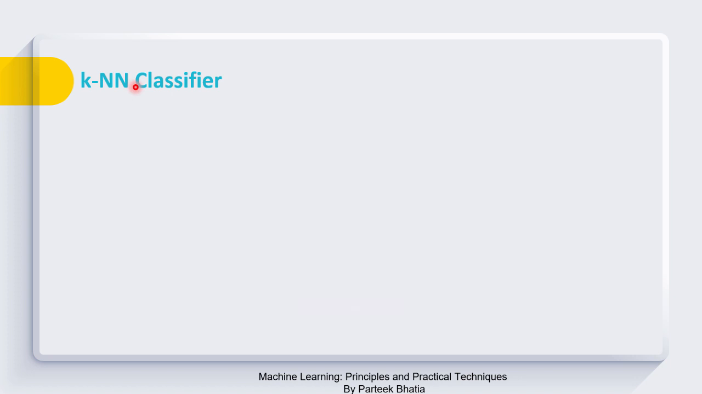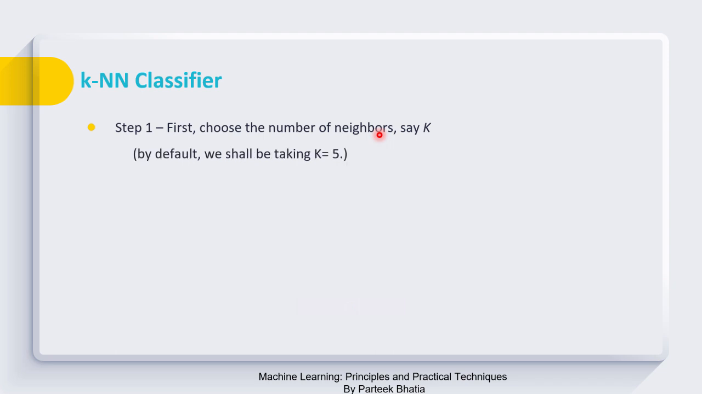KNN classifier actually works in 4 steps. In the first step, we have to choose the number of neighbors to this new data point, and we call this number of neighbors K. By default, the value of K is considered as 5, but of course, you can change this value depending upon the type of dataset. In this example, I am going to have the value of K as 5. It means we will be looking for 5 neighbors to this new data point.